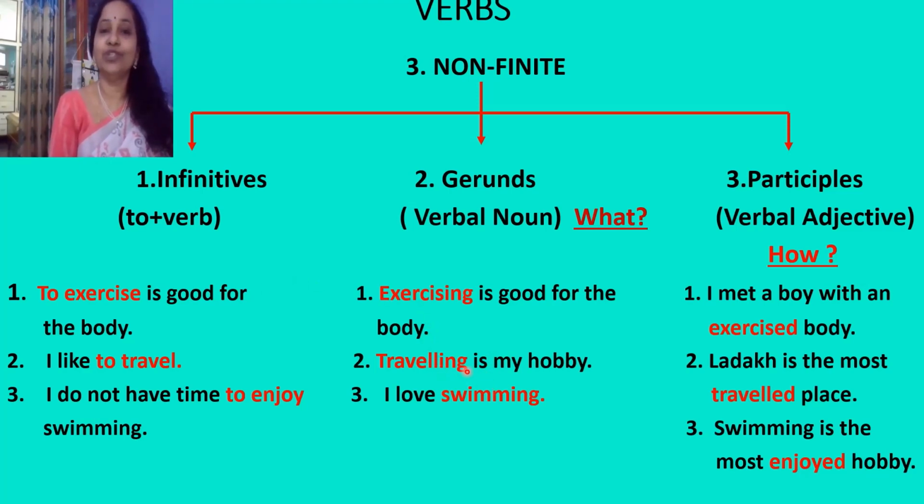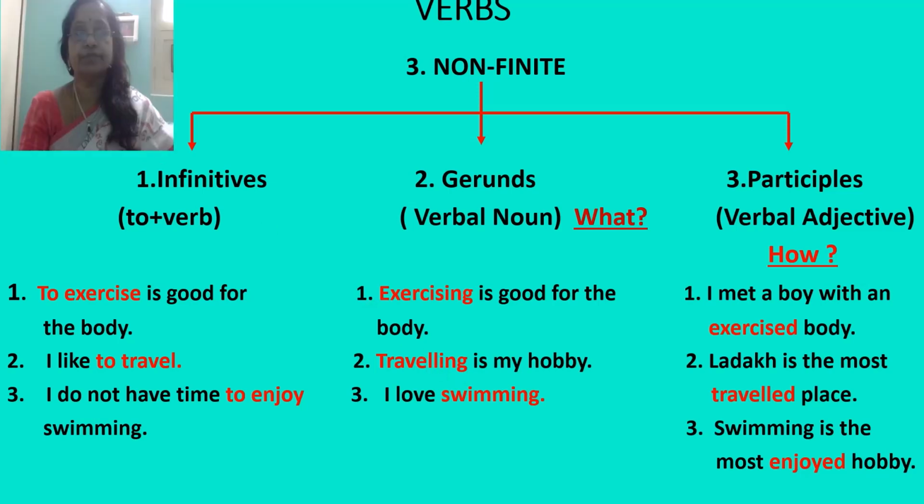Okay, let's move on to the third type of non-finite. So here, the third type of non-finite verbs are called participles because they are the verbal adjectives. Here the verbs are doing the job of an adjective. So always you know the adjectives, they are the describing words which describe the nouns. So they always answer the question how. How is she? How is it?